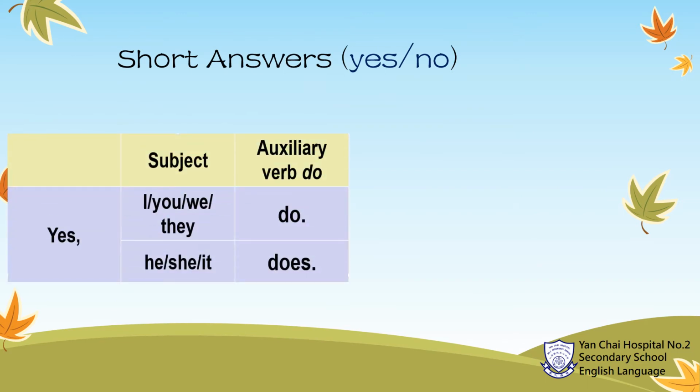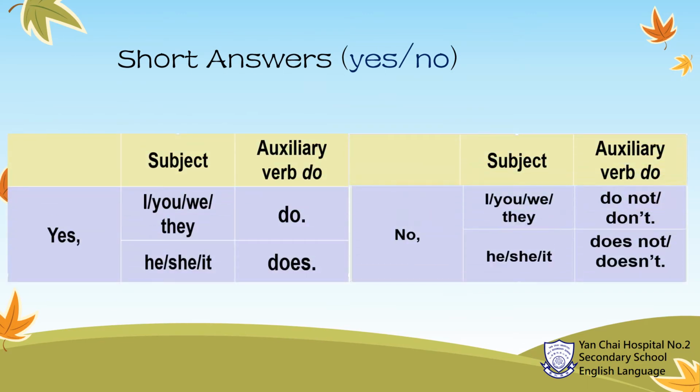For the short answers, we will answer yes or no first, and then the subject, and then we will add do or does, or do not or does not.